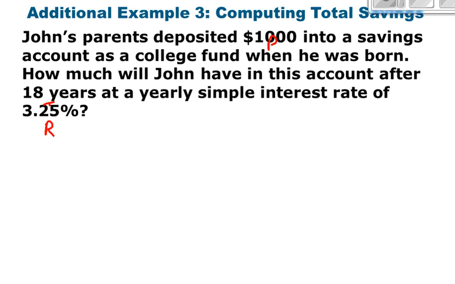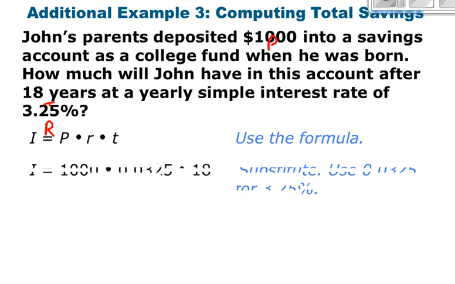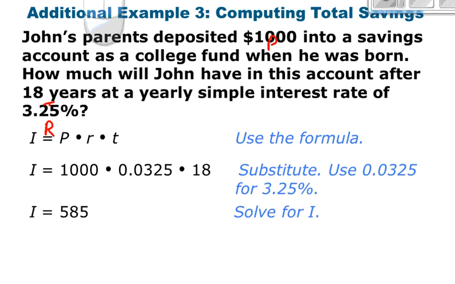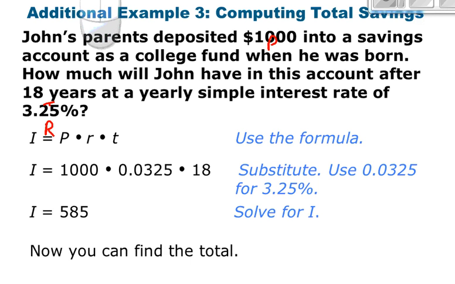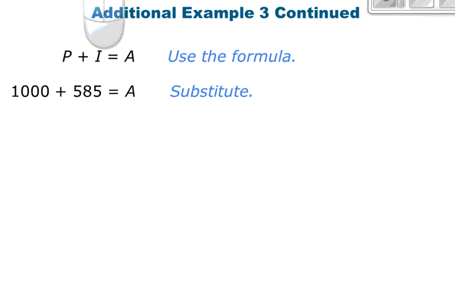So we fill in the information that we have. Once again, I'm looking for the interest. I get 585, add that back to my principal, and I get 1,585.